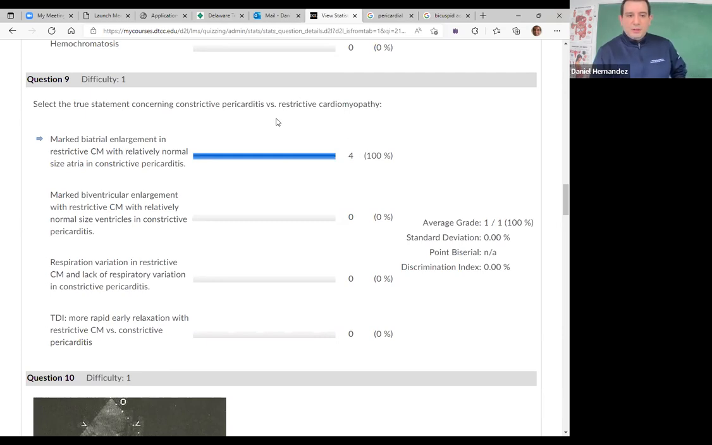Also with restrictive cardiomyopathy, you typically have that biatrial enlargement. So there's two large atria. With constrictive pericarditis, the atria are typically normal in size.